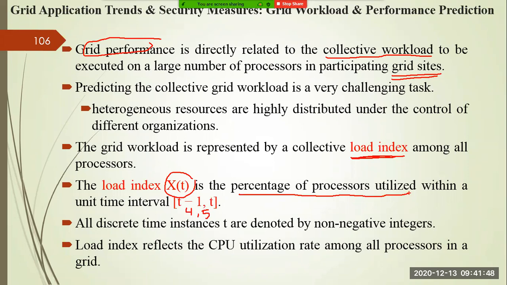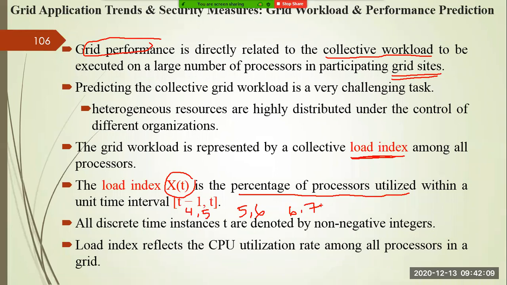So all discrete time instances t are denoted as non-negative integers. Obviously, time is a non-negative integer. So we are calculating from 4 to 5. Similarly, in the next cycle, we are calculating from 5 to 6. Next cycle, from 6 to 7. So by observing this pattern, we can predict the performance of the grid, right?